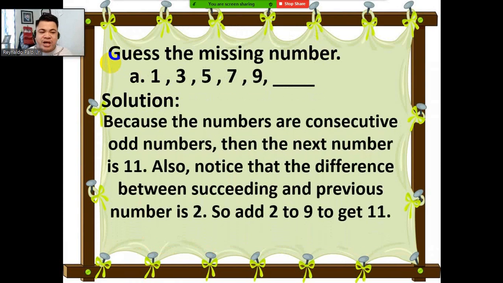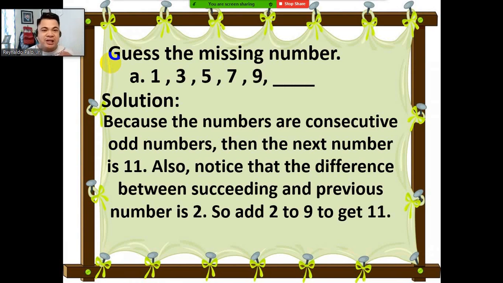Why? The conjecture is that because the numbers are consecutive odd numbers, then the next number is 11. Also notice that the difference between the succeeding and previous number is 2. So add 2 to 7 to get 9, add 2 to 9 to get 11. So if you're going to ask me, teacher, can we apply any other conjectures that are true for this specific pattern? Of course, you can.